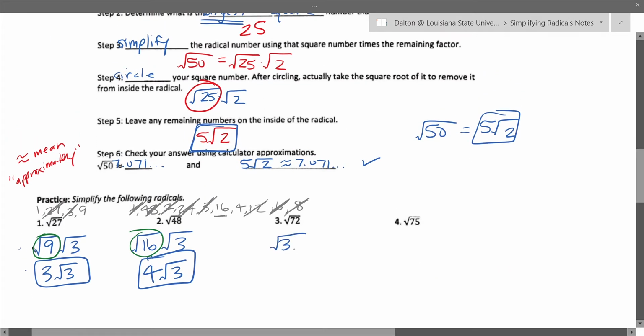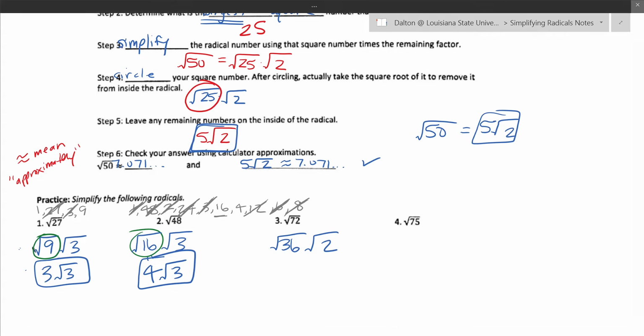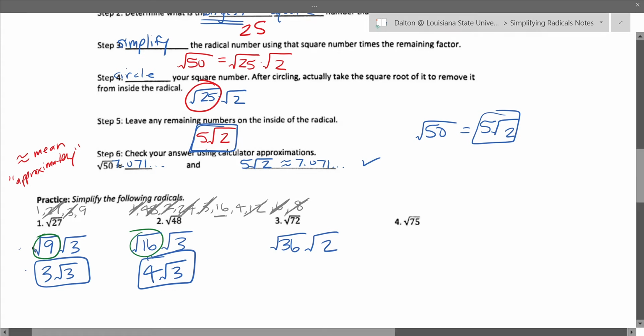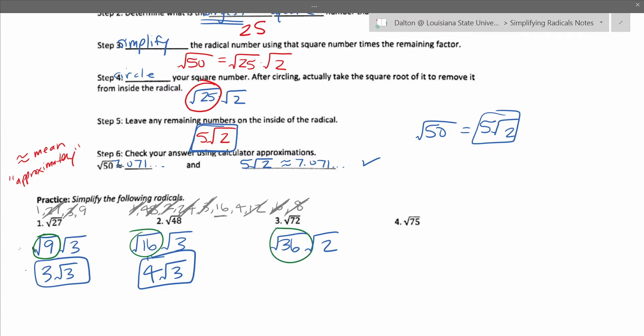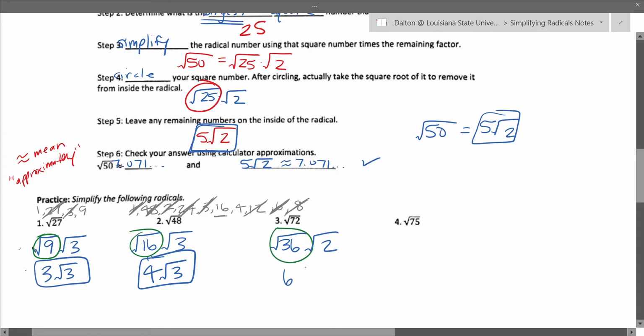So then we can have the square root of 36. It goes into that twice. So the square root of 36 times the square root of 2. Now the square root of 36 is 6. So then this can reduce to be 6 square roots of 2.